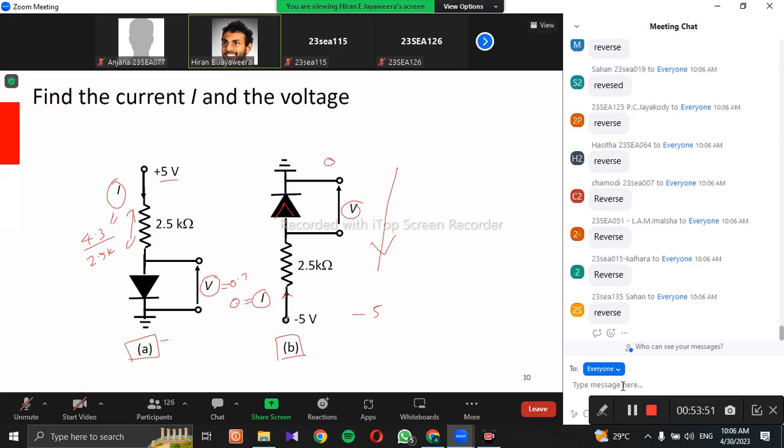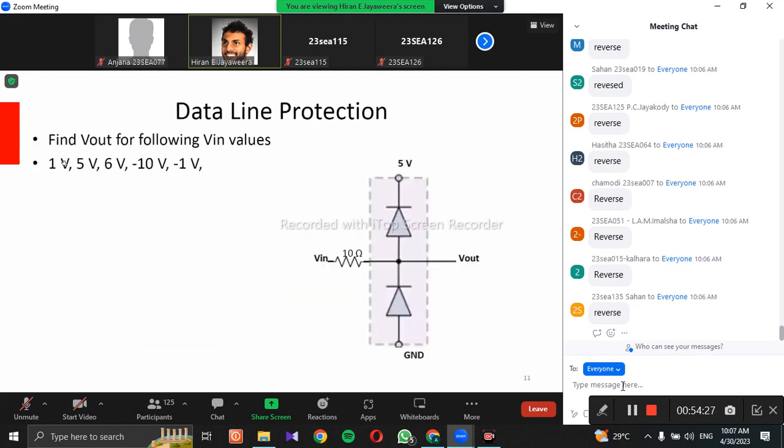So then you have minus 5 volts here. There is no potential drop across the resistor because V equals IR, and I is 0, so V is 0. So you have minus 5 here, and you get the same minus 5 here. So minus 5 here, 0 here. So this difference is 5 volts. All right.